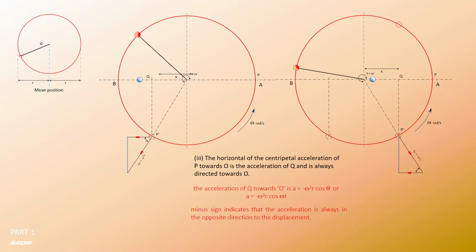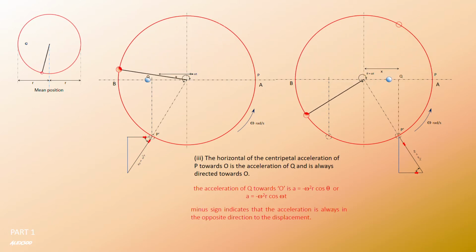So how to obtain the formula a equals negative omega square r cos theta? That is by differentiating the velocity with respect to time one more time, or differentiating the x, the displacement, with respect to time twice. You will get acceleration, which equals negative omega square r cos theta, or cos omega t.